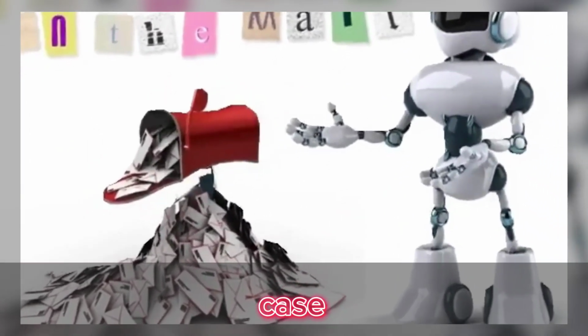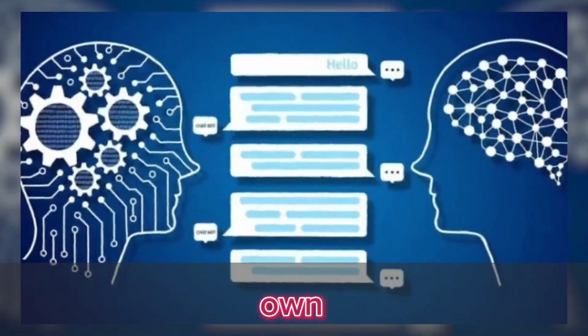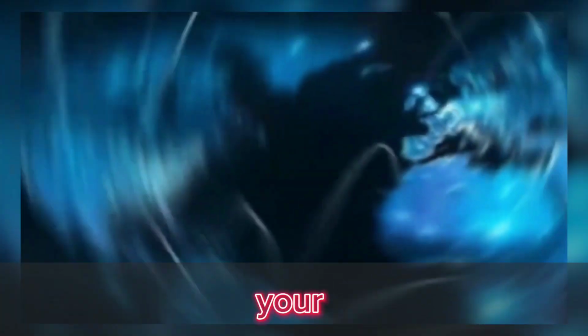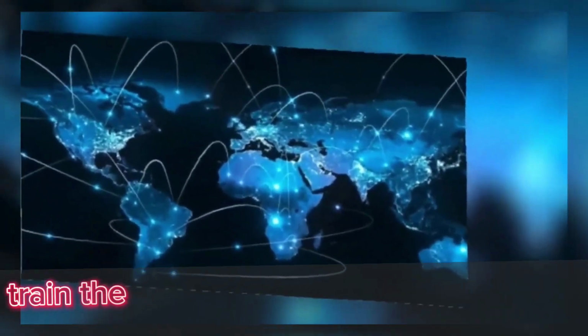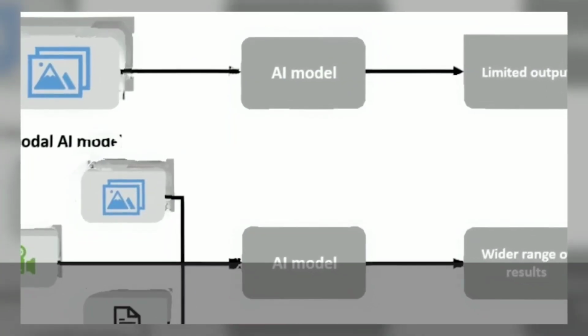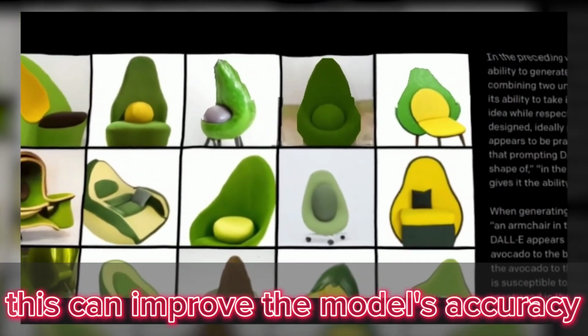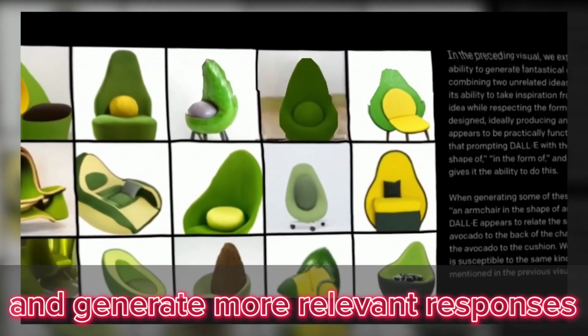Fine-tune the model. Fine-tuning the GPT-4 model on your specific use case can help improve its performance and generate more accurate responses. This involves training the model on your own data to improve its accuracy on your specific use case. Train the model on your domain-specific data. If you're working with domain-specific data, it's best to train the GPT-4 model on that data. This can improve the model's accuracy and generate more relevant responses.